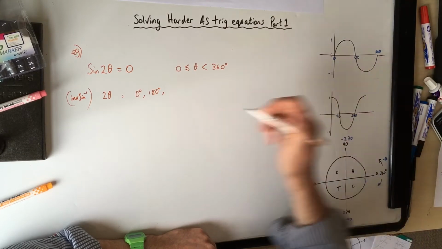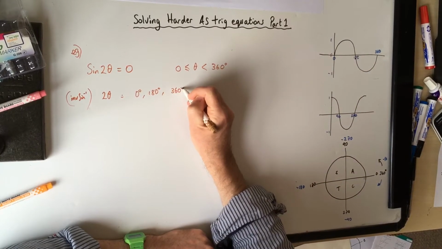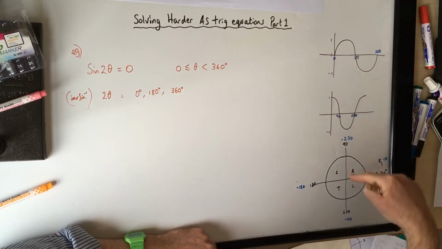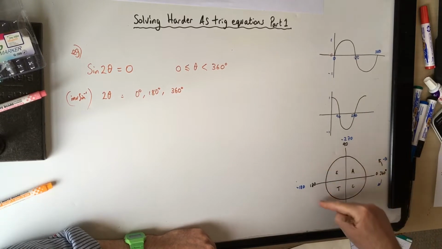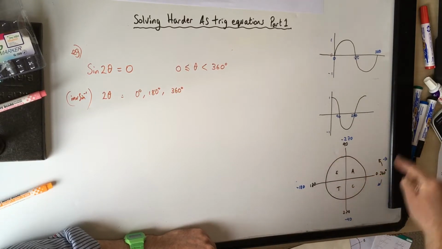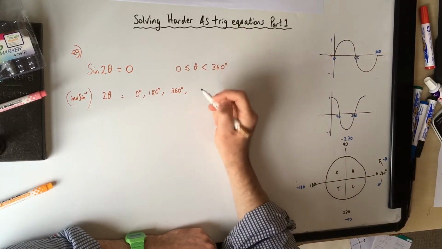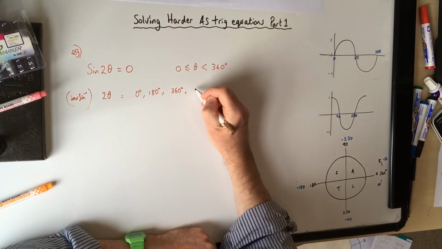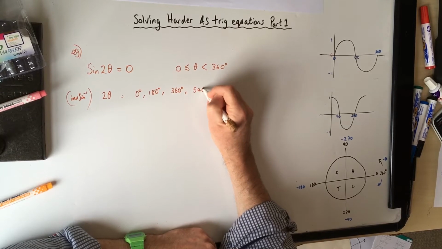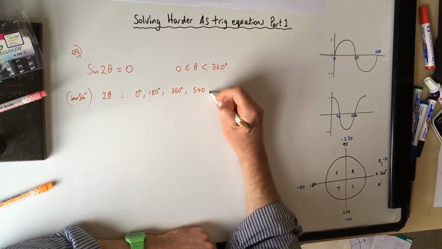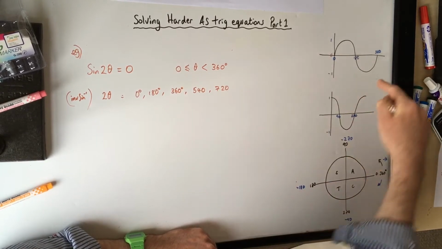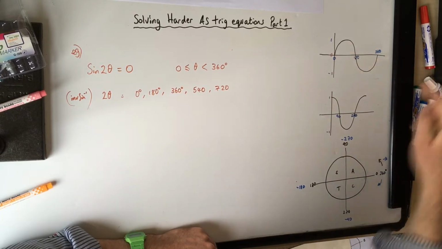and 360 degrees, and you keep going. I'm going to do another wave, so I'm going to carry on here, you can see my hand. I'm going to add another 180, so 540 it would be, and 720. So that is 2 complete waves.